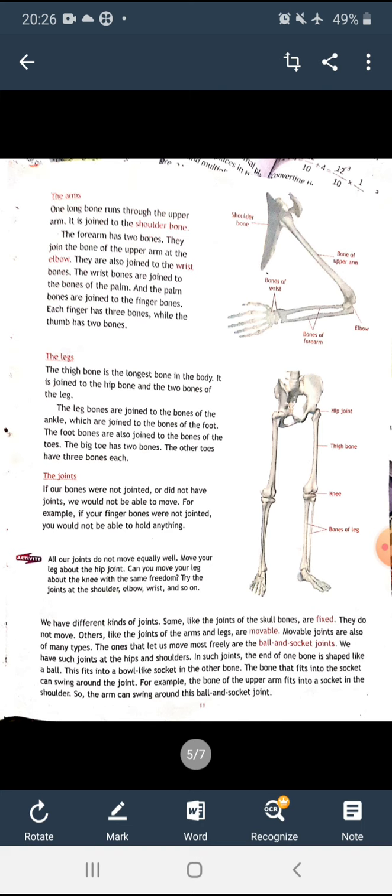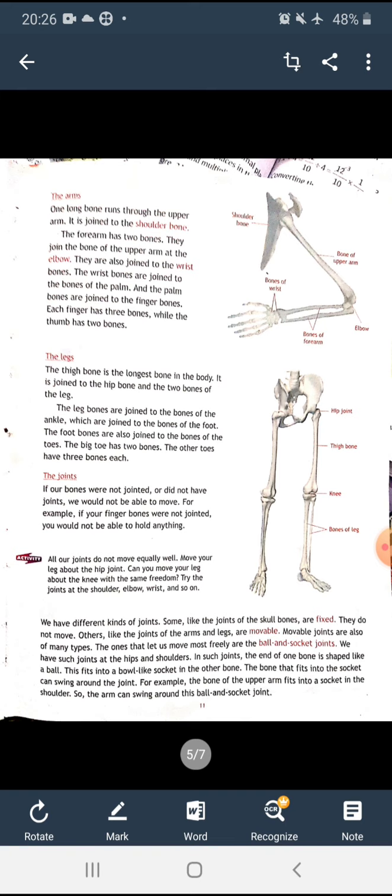Next is the legs. The thigh bone is the longest bone in the body. It is also called the femur, F-E-M-U-R. It is joined to the hip bone and the 2 bones of the leg. And the leg bones are joined to the bones of the ankle, which are joined to the bones of the foot. And foot bones are also joined to the bones of the toes. The big toe has 2 bones, other toes have 3 bones each.